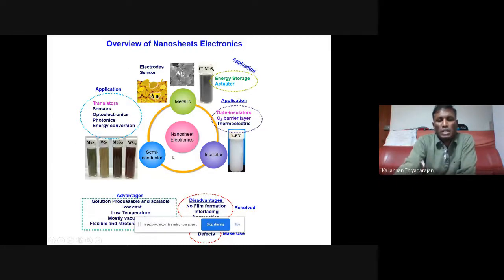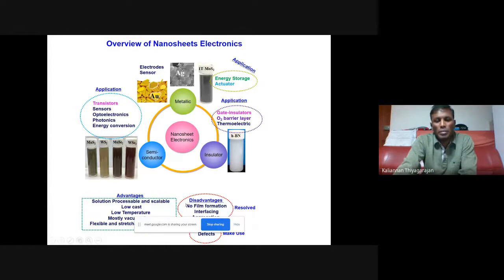And actually I have developed all these things, like the metallic phase here, 1T MoS2, meaning metallic phase MoS2. I will discuss it in the later part, and it has applications in energy storage and actuators. Then this is the insulator boron nitride, which has insulating and thermoelectric properties. I was developing these under stretching conditions. And these are the semiconductors based on 2D materials, transition metal dichalcogenides. These are the potential applications and fields we can work on.